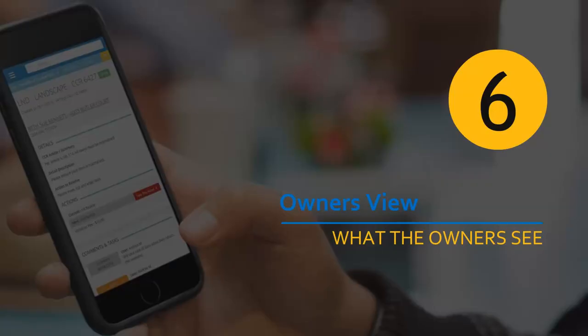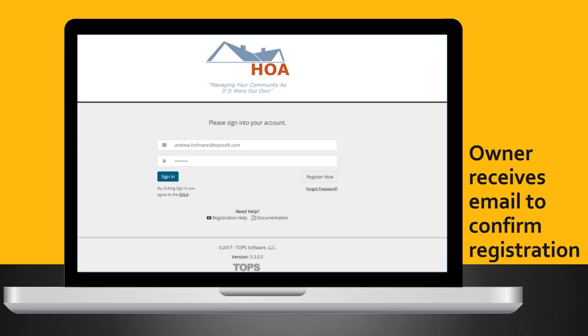Chapter 6. Owners View, what the owners see. When the owner receives the email confirming registration, they'll be able to go on and navigate to the owner.topsoft.com. They'll be able to download documentation, get registration help, password assistance as well, and be able to log in using their email and password of their desire.